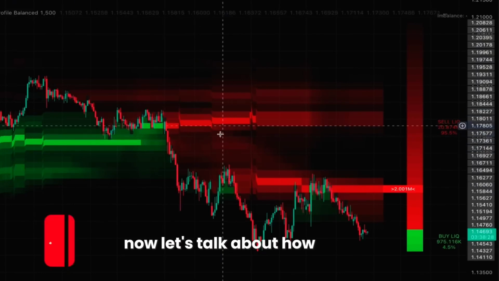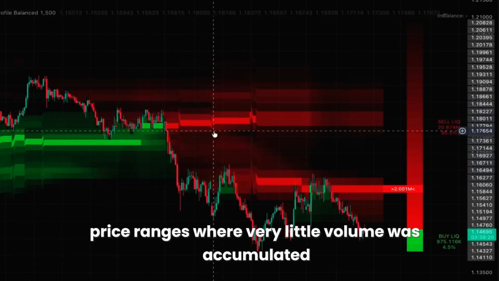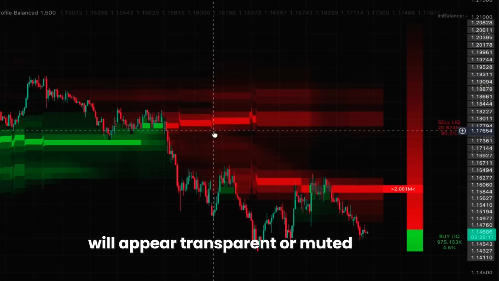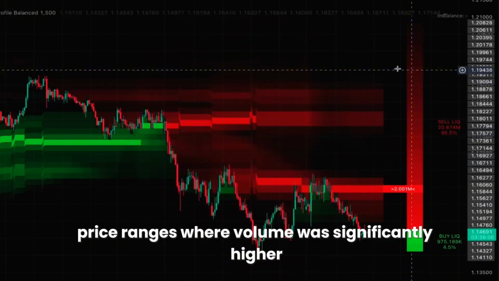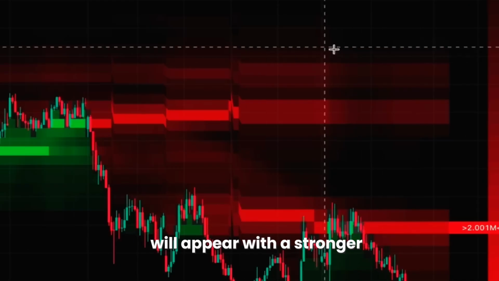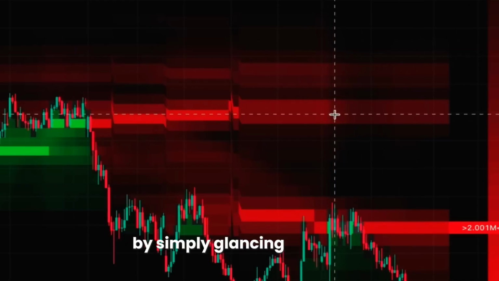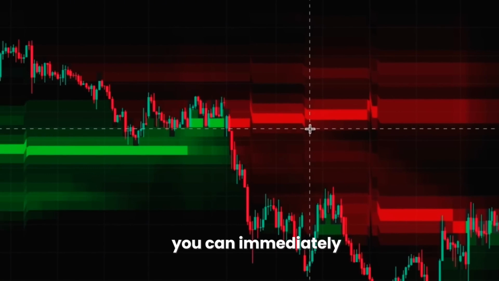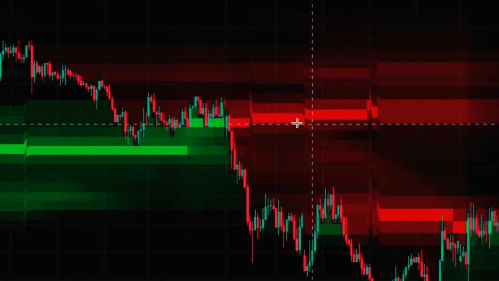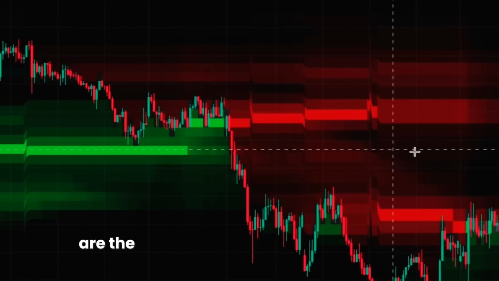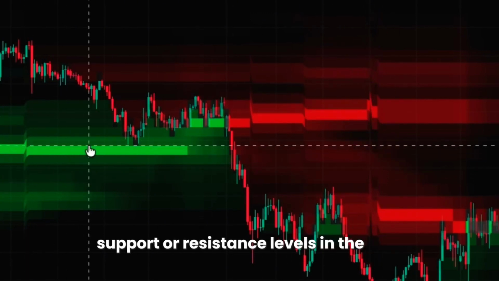Now let's talk about how to read it. Price ranges where very little volume was accumulated will appear transparent or muted in color. Price ranges where volume was significantly higher will appear with a stronger, warmer, and more intense color. By simply glancing at the chart, you can immediately identify which price zones attracted the most trading activity. These high-volume zones are the areas most likely to act as significant support or resistance levels in the future.